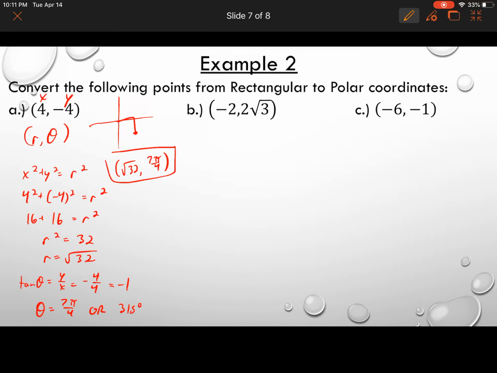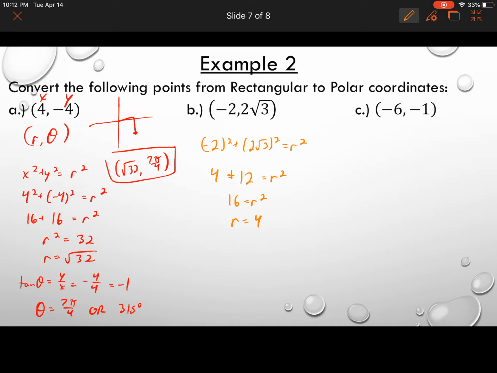So let's see what we got here. So we have negative 2 squared plus 2 square root of 3 squared is equal to r squared. So negative 2 squared is 4. 2 radical 3 squared is 4 times 3, so that's 12. So it looks like 16 is equal to r squared. So r is equal to 4.